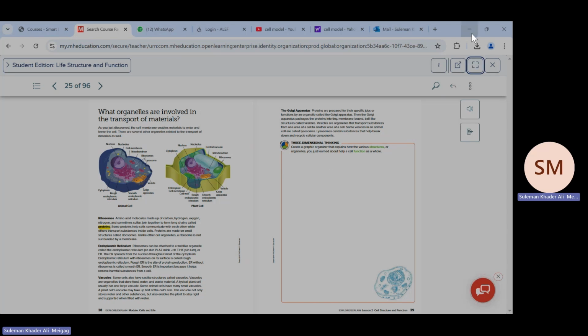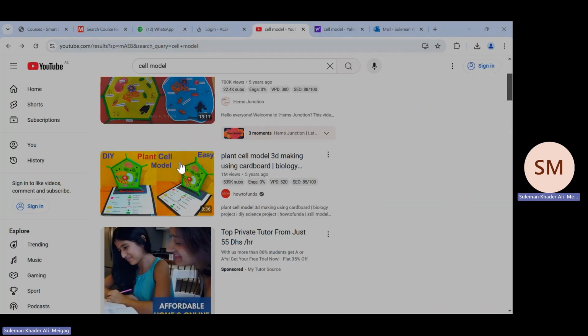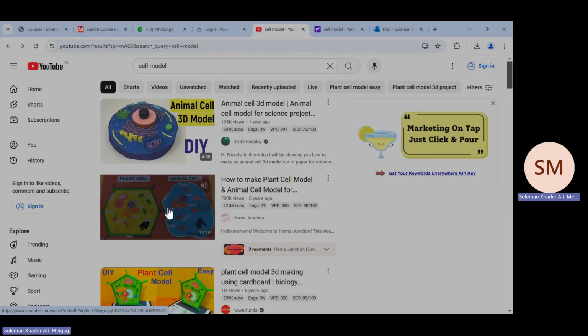Okay, now let me show you a video of an example of a cell model that you can look at. So let's have a look at this, how to make a cell model.